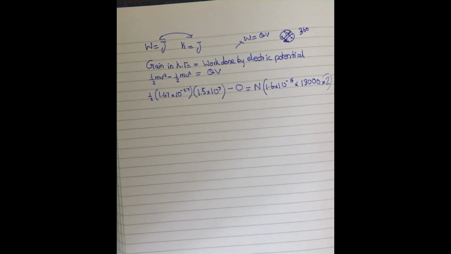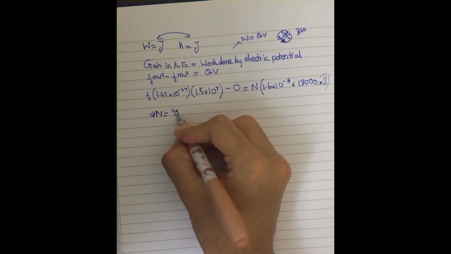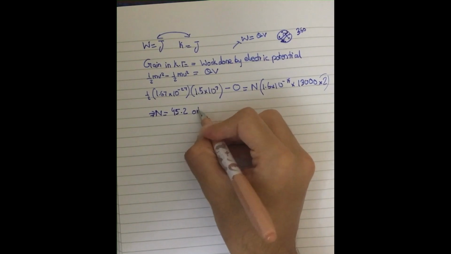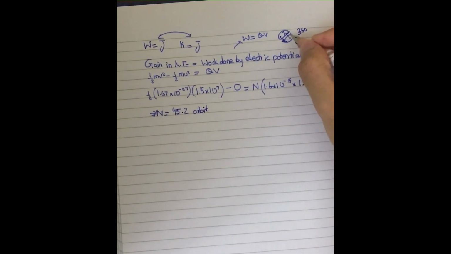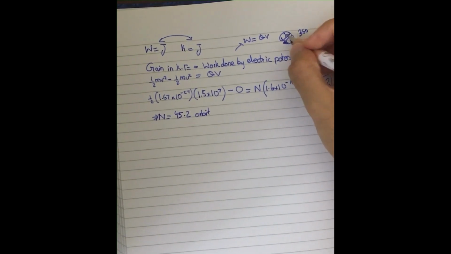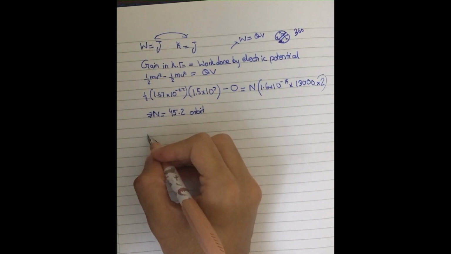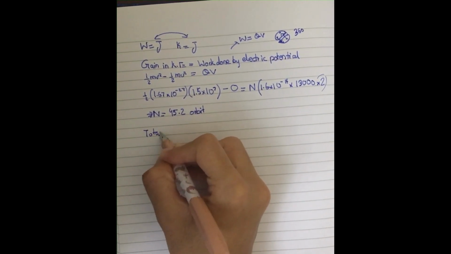Once you calculate all of this, you will get your final n as 45.2 orbits. Orbits means how many turns they did. Now we need to calculate the total time, because we are asked to determine the time taken to accelerate a proton to this speed from rest. So we have total time.